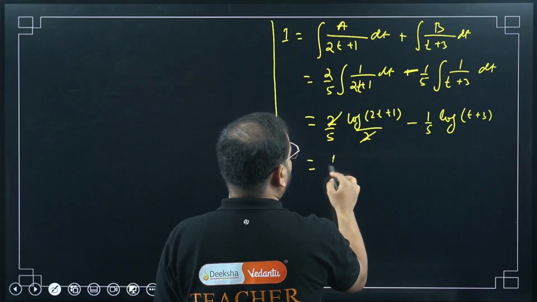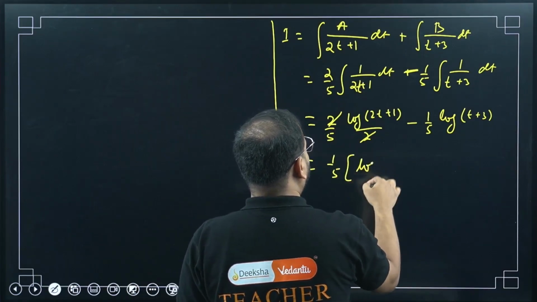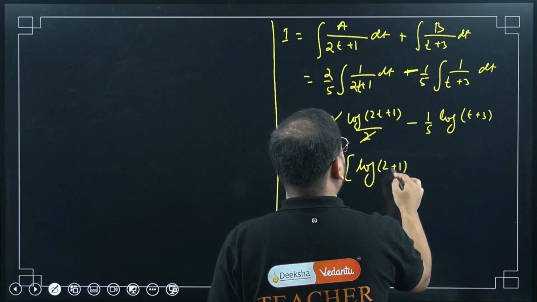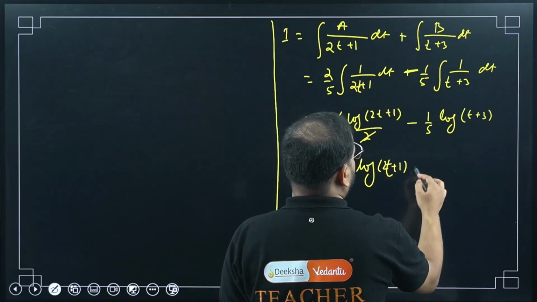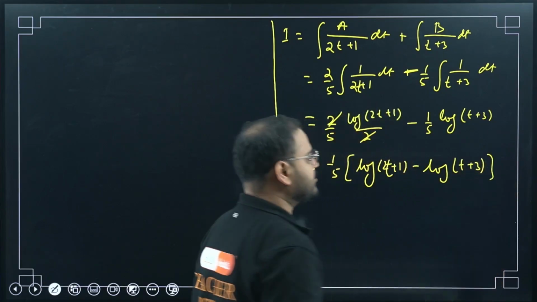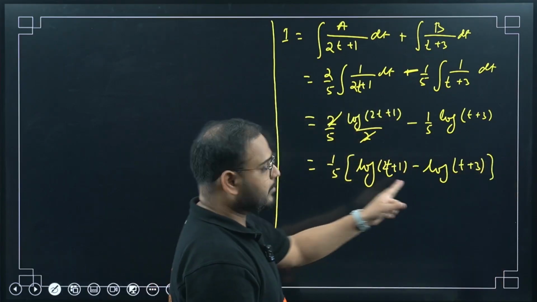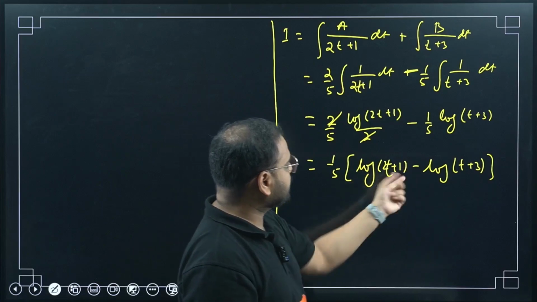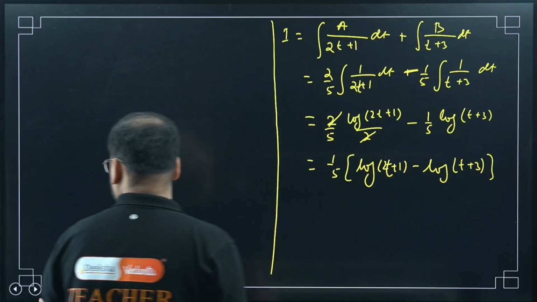Okay, what is this now? I can take 1 by 5 common. What do I have left now? Log of 2t plus 1 minus log of t plus 3. Now please check here. What am I getting? So log of 2t plus 1, so log a minus log b. 2t plus 1 is not visible properly.